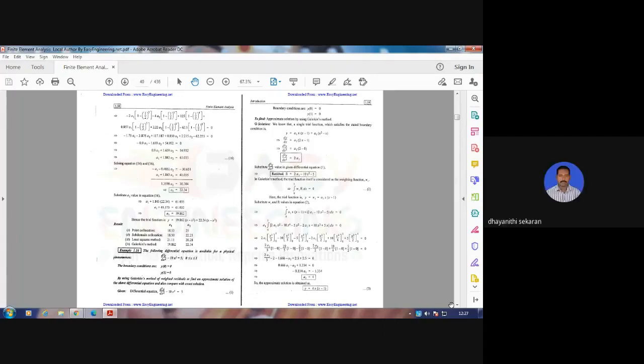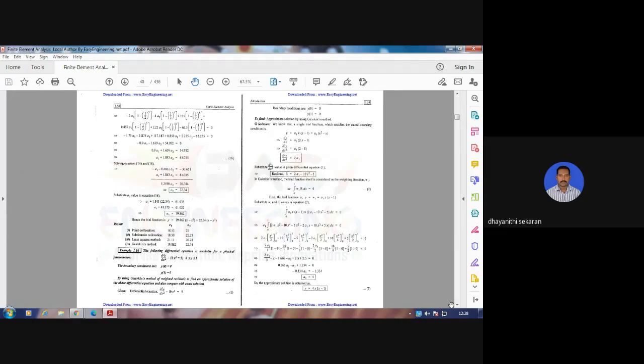The format is A1. How many parameters do we need? One parameter. A single trial function means only one constant, a1 x into x. The limit is up to 1 only, that means x minus 1. If the limit is 10, it means x minus 10. If the limit is 5, then x minus 5, like that. The given condition is 0 less than or equal to x less than or equal to 1. The limit is y of 0 equal to 0, that means x equal to 0 gives y equal to 0. Y of 1 equal to 0, x equal to 1 gives y equal to 0.